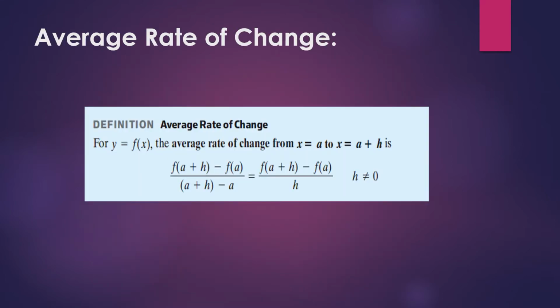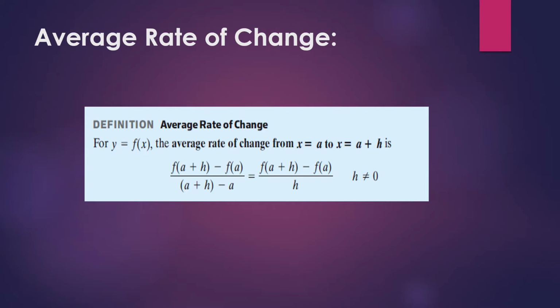So what we were calculating on the last slide was the average rate of change in revenue. So to give a more general equation, if y is f of x, and we're calculating the average rate of change from x equals a to x equals a plus h, we would take f of a plus h minus f of a divided by a plus h minus a, which reduces down to f of a plus h minus f of a over h.